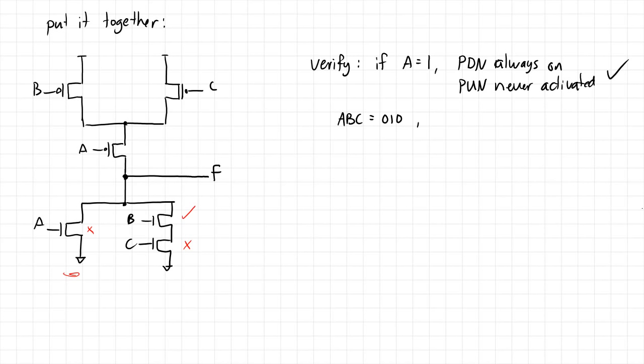Okay. On the pull up network, A is 0, so this PMOS transistor is on. B is 1, so this PMOS transistor is off, but C is 0, so this PMOS transistor is on. Okay, so this means that the pull down network is off, the pull up network is on, and yes, that's correct. And so we can just keep going. We can go through the whole truth table if we really want to, but effectively this just shows that our equations, or the way that we've constructed this CMOS gate, is correct.